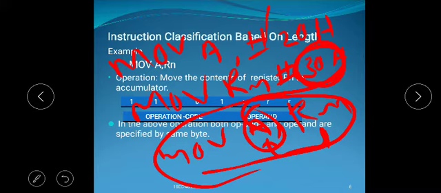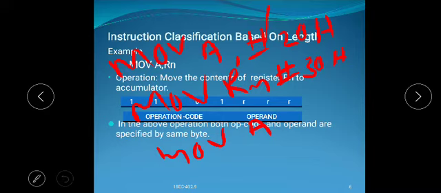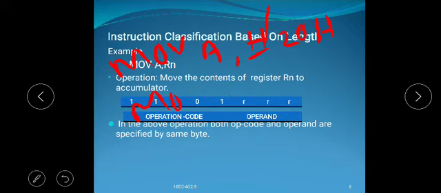That means both the operations of opcode and operand are specified by the same byte. That means 8 bits of data, both the operands and opcodes, are specified in the 8 bits of data. That is a 1 byte instruction. In the 1 byte instruction, the operation moves the content of register Rn to the accumulator. Both the opcodes and operands are specified by the same byte.